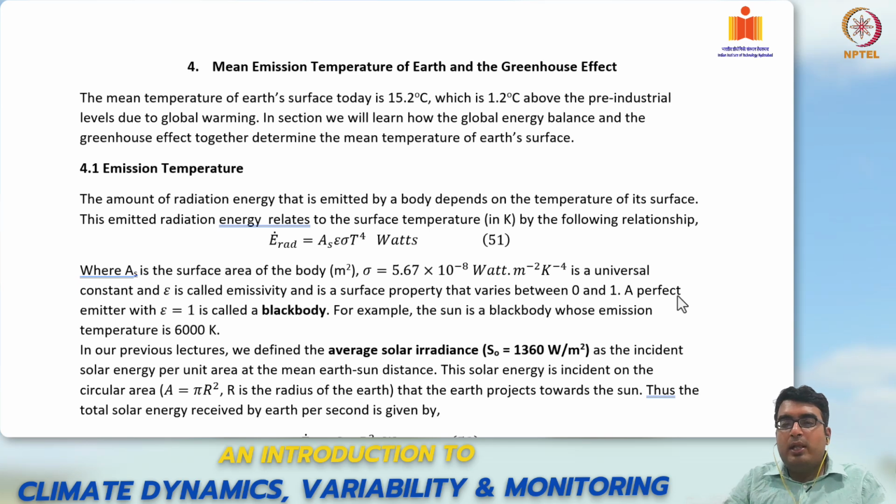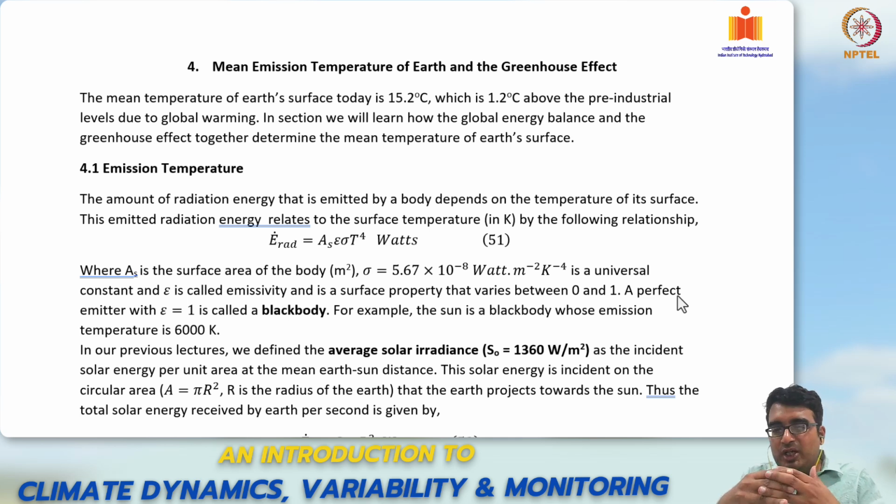Morning class and welcome to our continuing lectures on climate dynamics, climate variability and climate monitoring. In the last class, we more or less completed all the major atmospheric and astronomical variables that are important in determining the climate of the world. We discussed temperature, pressure, relative humidity, atmospheric stability, and then astronomical variables like latitude, longitude, obliquity, which determine the seasons.